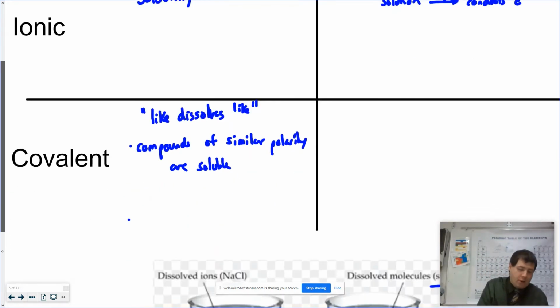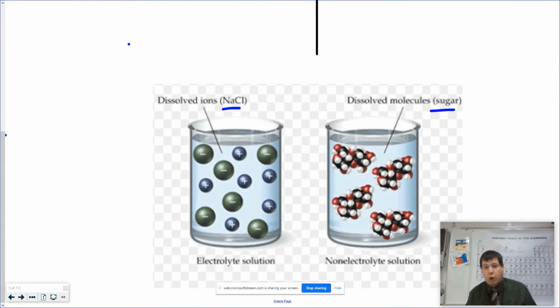So going back down to our example here with the salt and the sugar, you can see that when the salt, an ionic compound, dissolves in water, I can clearly see positive and negative ions. So that is going to be an electrolyte because it creates these ions in solution. Sugar, even though it dissolved in water, there are no ions there. It's just molecules of sugar spread around the beaker. So that is not going to conduct electricity. That would be a non-electrolyte solution.